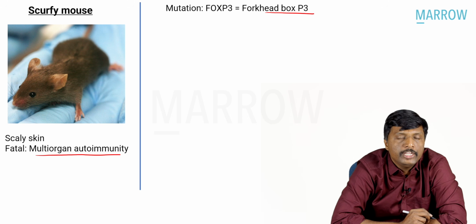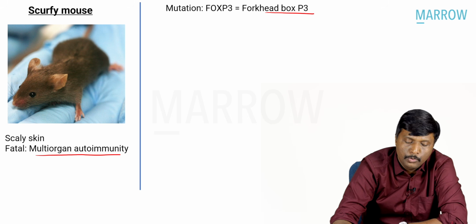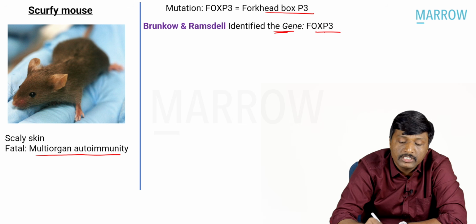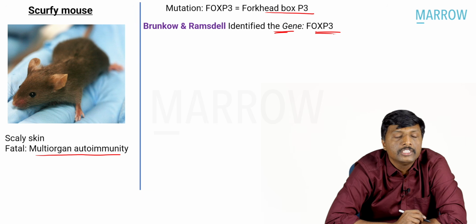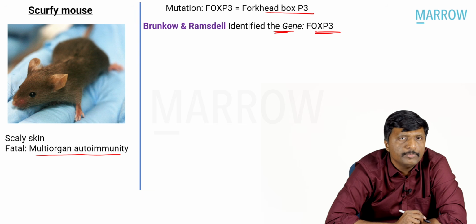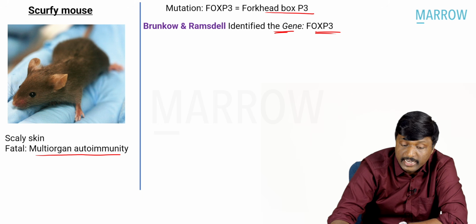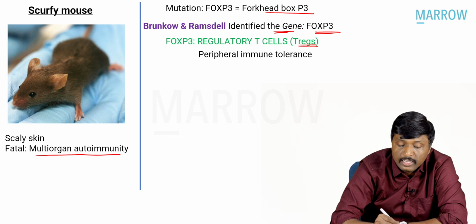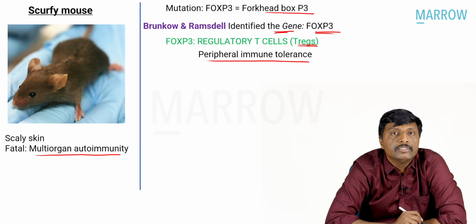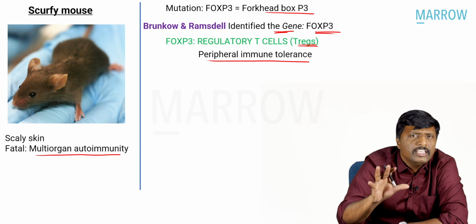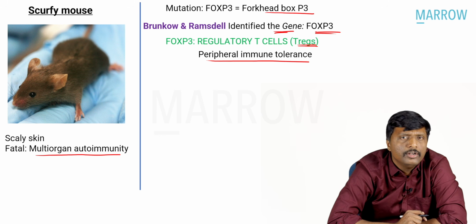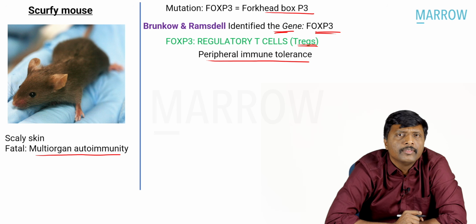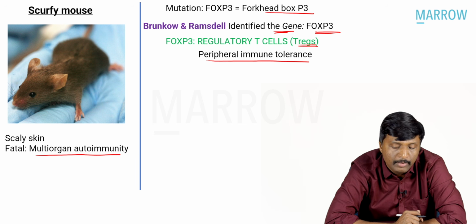Who identified this mutation? Who identified this FOXP3? Two important names, Brunkow and Ramsdell, who identified the gene FOXP3 and its mutation. Normal function, what does this FOXP3 code for, sir? Regulation of regulatory T cells. We have Tregs. These Tregs are the ones concerned with peripheral immune tolerance, which means you have to actively suppress our immune system. Then only you can prevent autoimmunity with the help of these regulatory T cells.